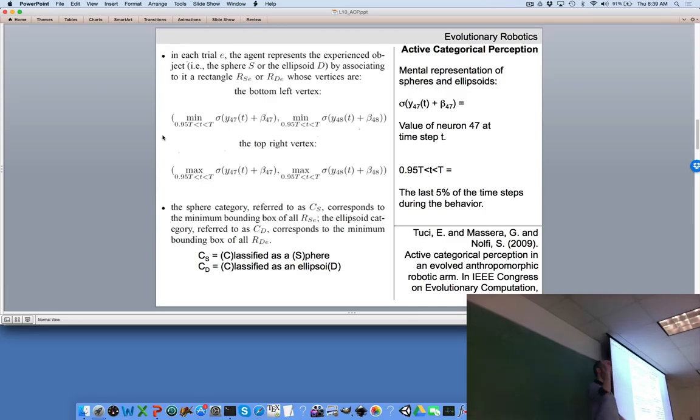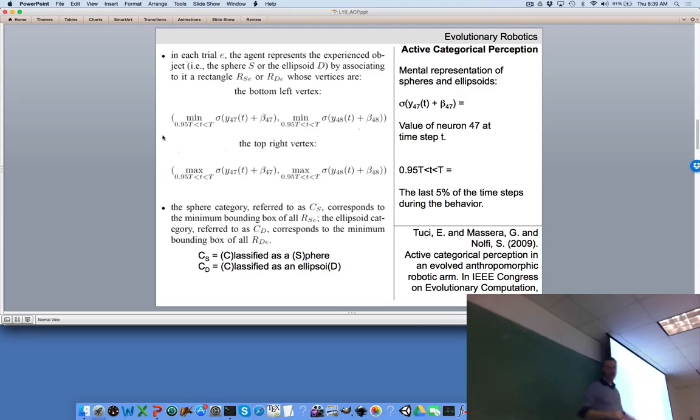Exactly. So we turn on the robot and we watch neurons 47 and 48. 47 and 48 are going to start to change values, which means they're going to start to draw a trajectory inside the phase diagram, right? And if that trajectory wanders inside this rectangle, CS, that's the robot saying, aha, this is a sphere. If the trajectory wanders inside CD, the robot says, aha, that's an ellipsoid.